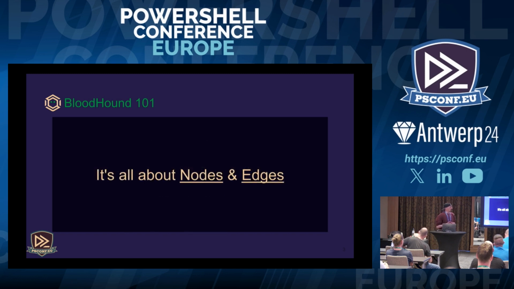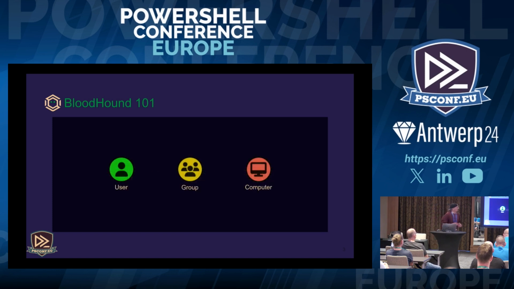When we talk about graphs or Bloodhound, we talk about nodes and edges. Nodes are your objects on the graph, and the edges are the relationships. So you might hear me say edge, just wonder what that is. That's a relationship between two nodes on the graph.